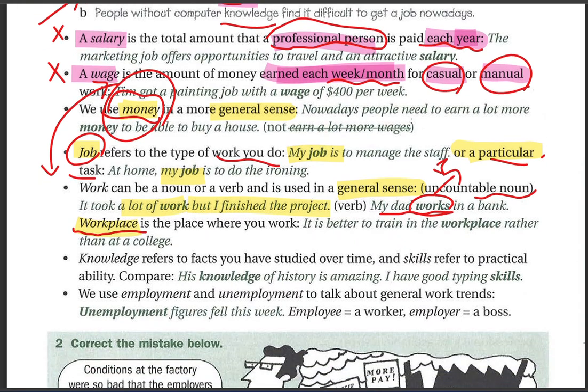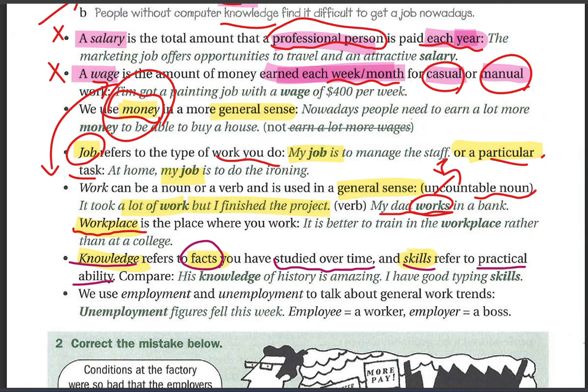The next word, knowledge. Knowledge refers to facts you have studied over time. And skills refer to practical ability. So look at here, this is the difference between knowledge and a skill. Knowledge is a group of facts that you studied over the time at a school, at university, or any other courses. But skills is your practical ability that you can do right now.